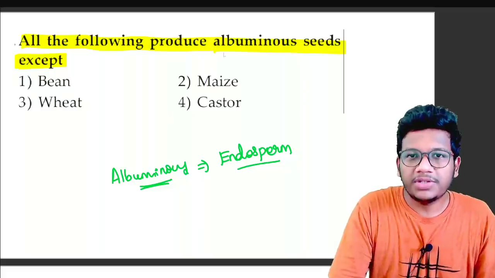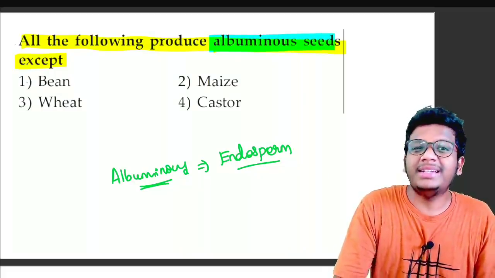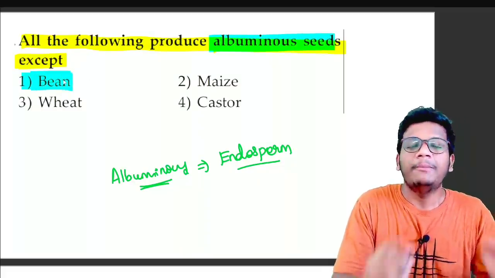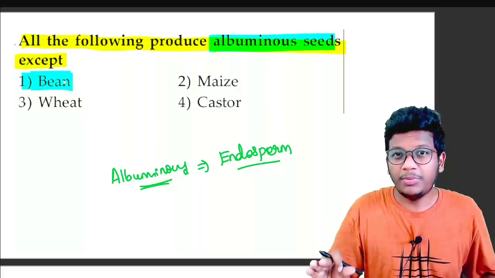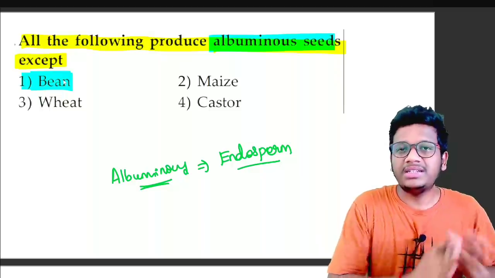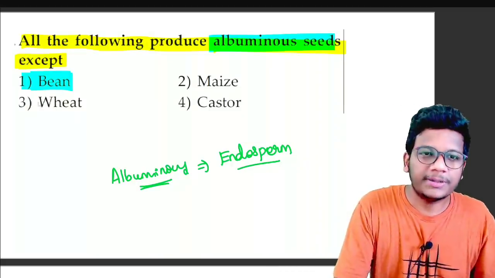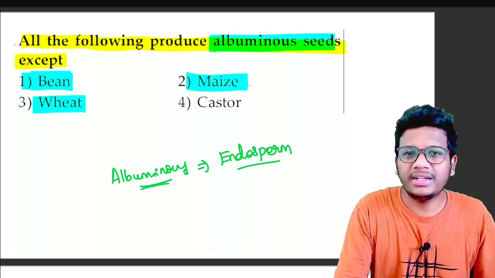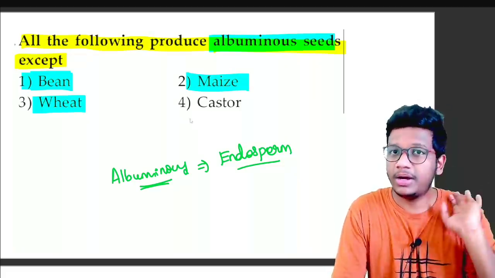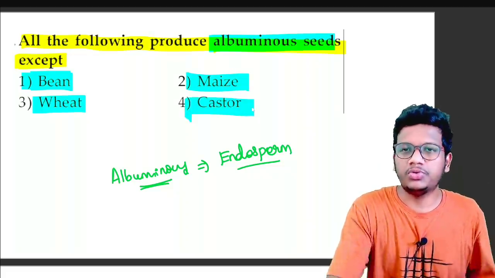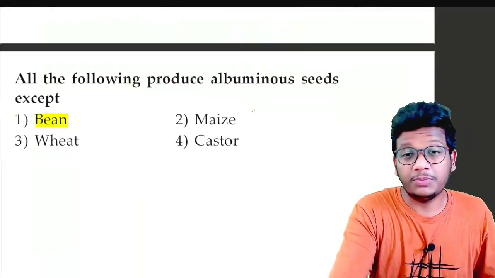So which of the following produces albuminous seeds except means it is bean. Okay, bean does not produce albuminous seeds. It is a non-albuminous seed. Note down, guys, very important. Okay, the others will produce albuminous seeds because wheat has an aleurone layer, maize similarly has grains with an aleurone layer, and castor also has layers. So only left is option A, bean, right?